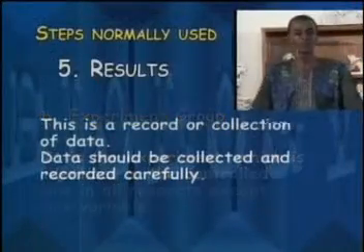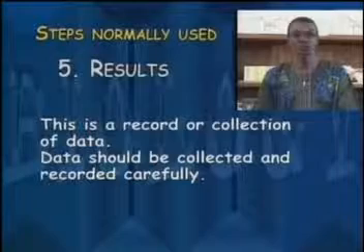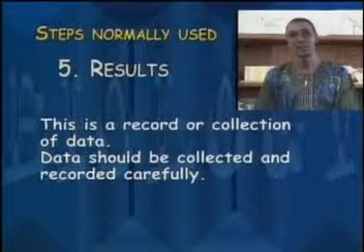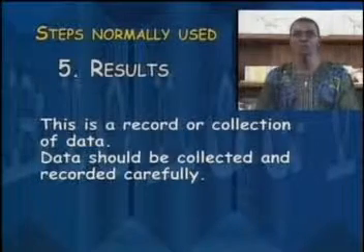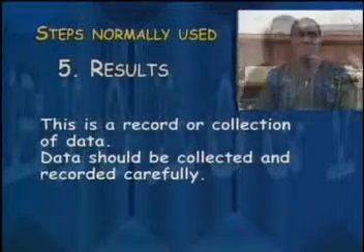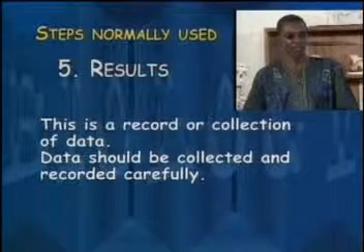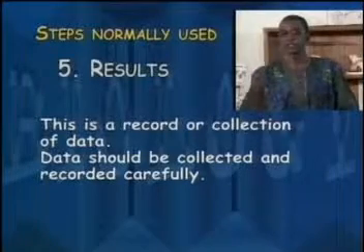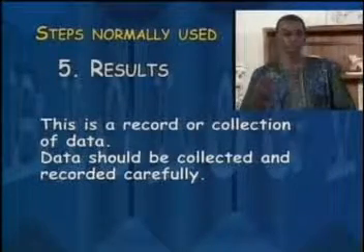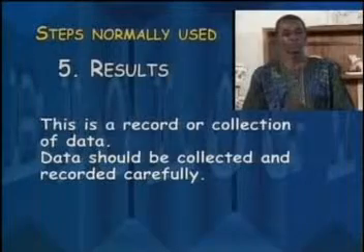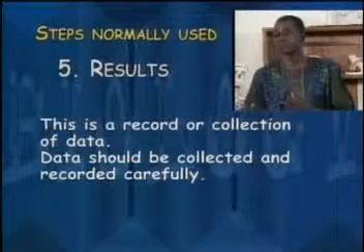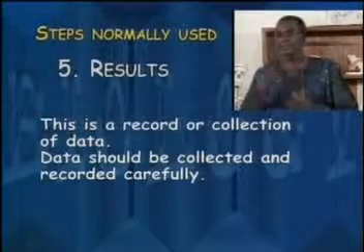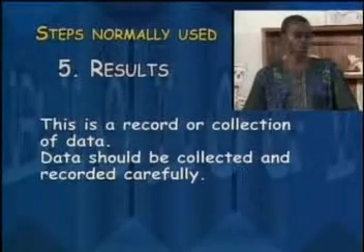Five, we have results, a record or collection of data. Data should be collected and recorded carefully. After performing your experiment, you record whatever you got, whatever information you had. Whatever observation you saw, you record. Measurement, you record. Maybe growth, you record. Maybe smell, you record, and that is the results.